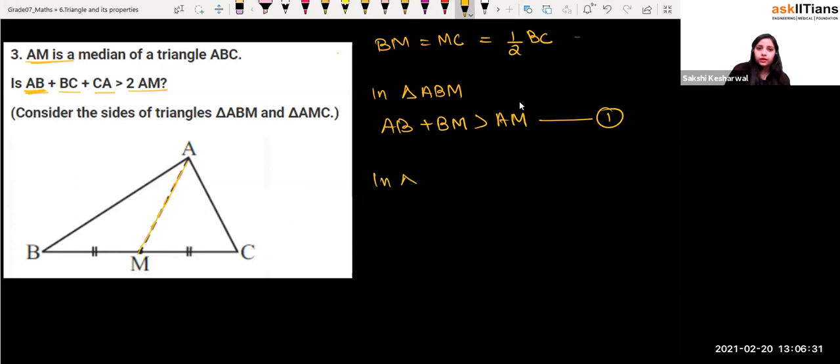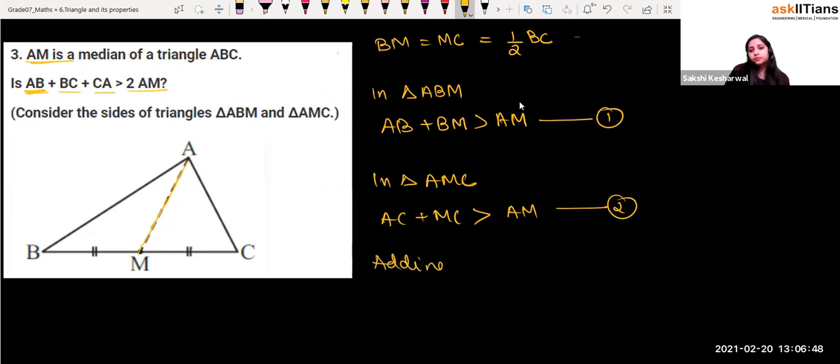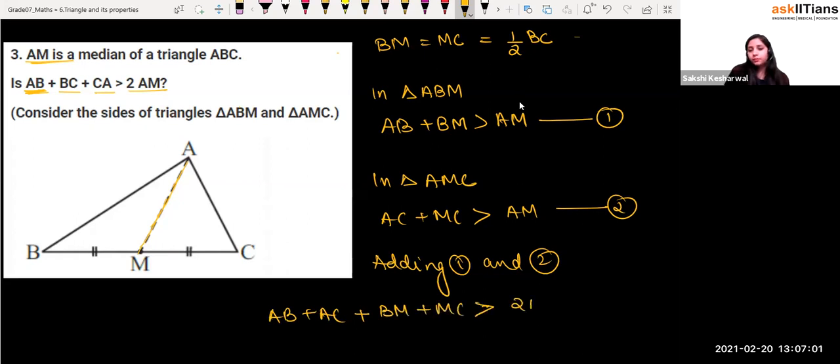Now coming to triangle AMC. Again, you need AM. So can I write AC plus MC is greater than AM, right? By triangle inequality. Now again I'll be adding, because it says 2AM. So adding 1 and 2, it will be AB plus AC plus BM plus MC is greater than 2 of AM, right or not?